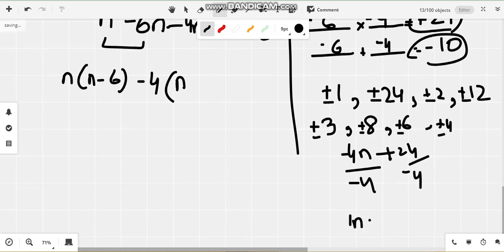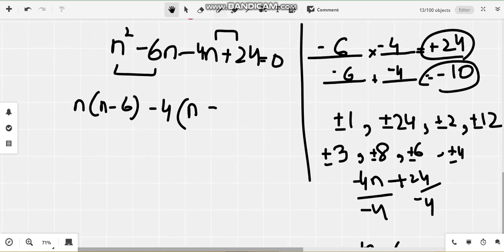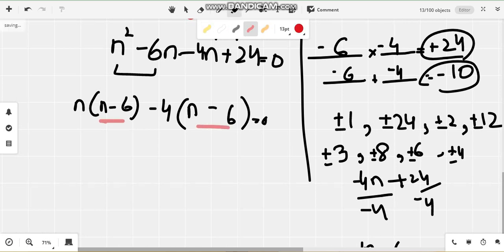So 1n plus minus plus is minus 24 divided by 4, that's 6. So n minus 6. So we will write here n minus 6. Now you can see that same thing we got inside the terms, same n minus 6. It means factoring is right.